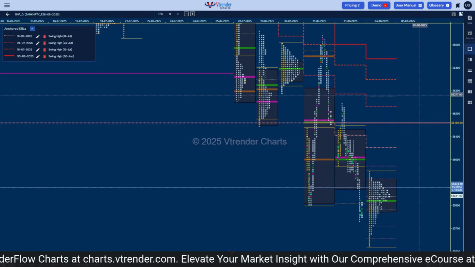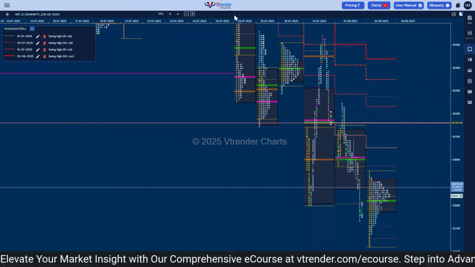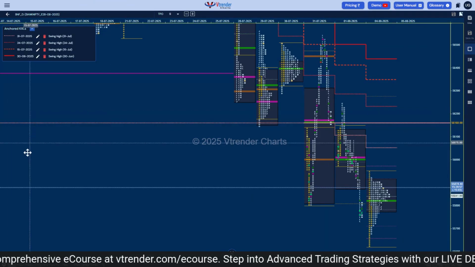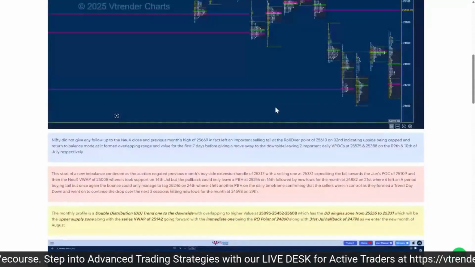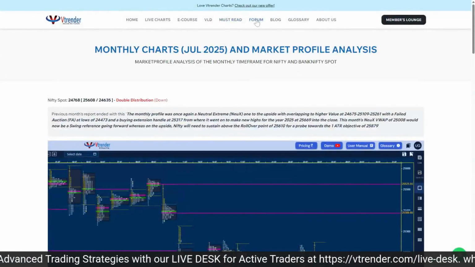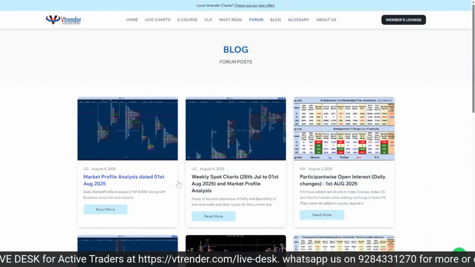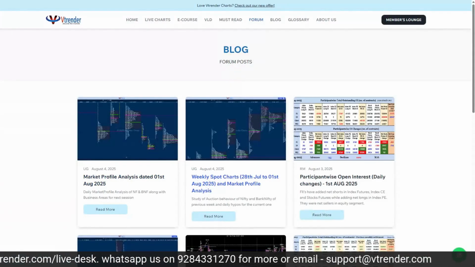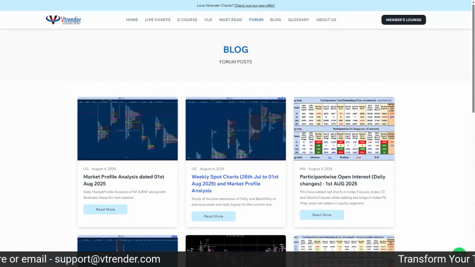So that is how we will need to take it, and all these charts and these references are updated in our forum section, so that you can make use of these. So this is the forum, and under the forum whichever post is updated latest will show up here. This weekly spot will remain constant for the next 4 days because we will update the levels in this post itself.